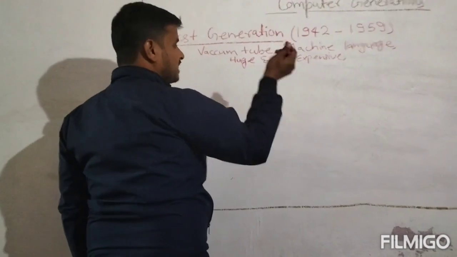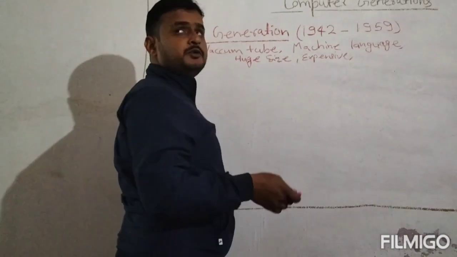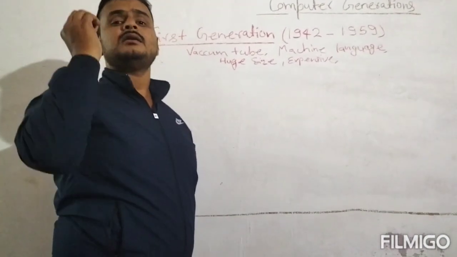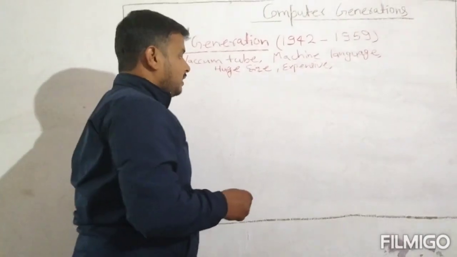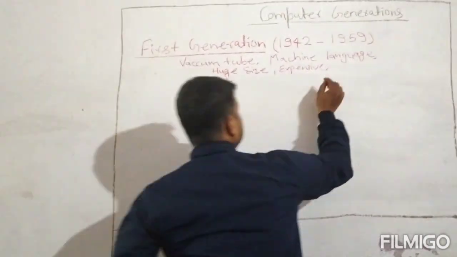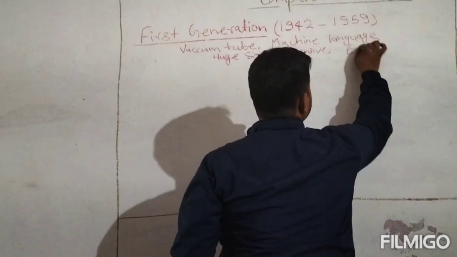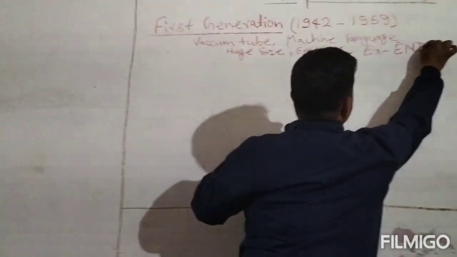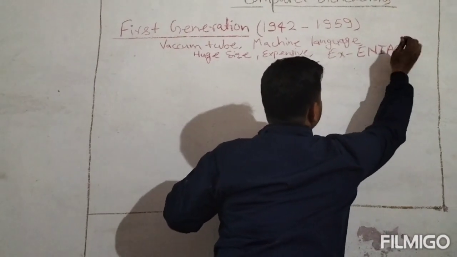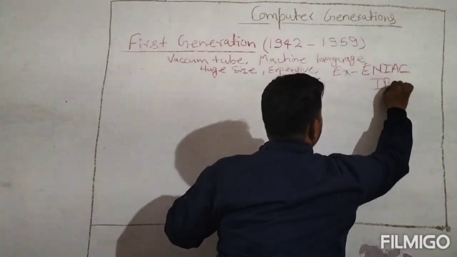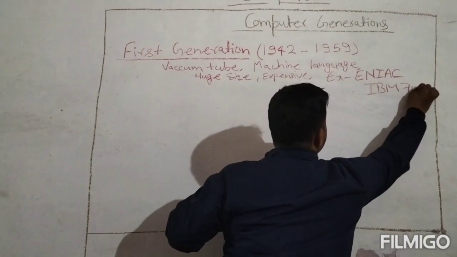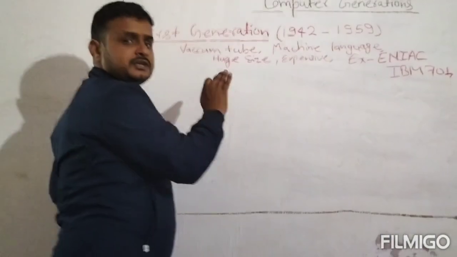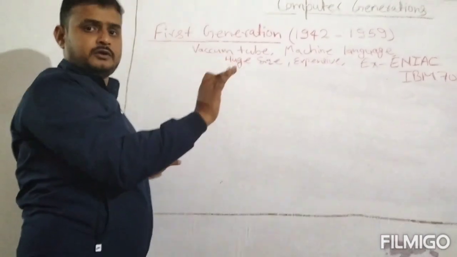Some examples of first generation computers are ENIAC and IBM 701. These are the examples of first generation computers.